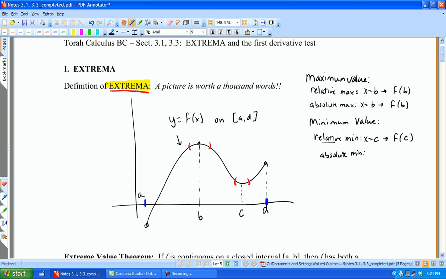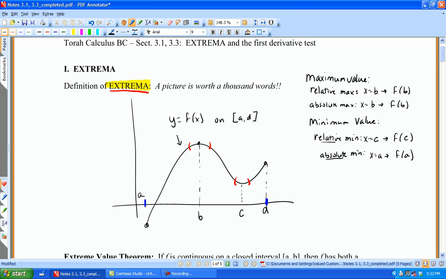But for absolute, I want to know on the entire interval from A to D, what is the absolute lowest point? So if I look on that entire interval, and I want the absolute lowest point, where does it occur? It occurs at x equals A. And that absolute minimum value is f of A.